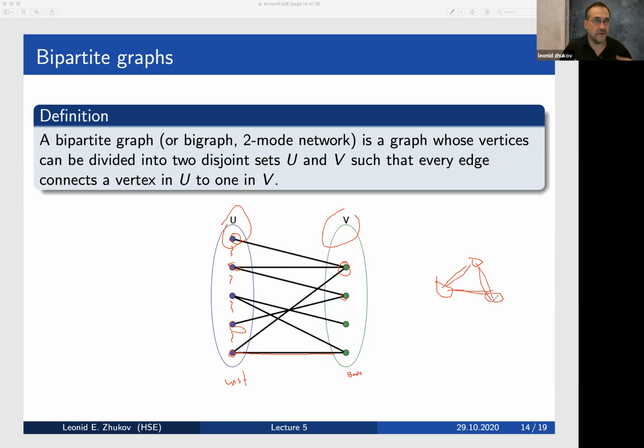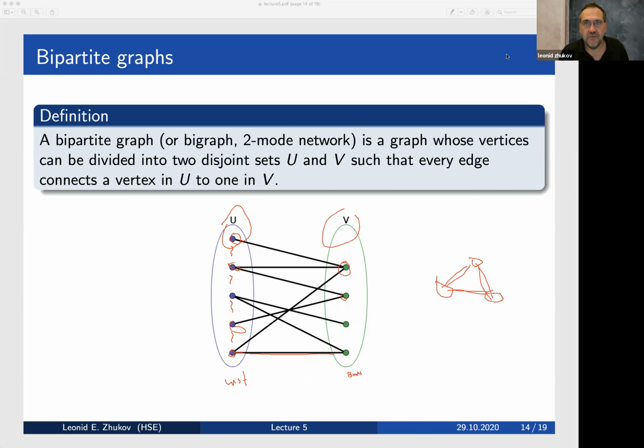So you can think about, I don't know, professors who are connected to papers, and students who are connected to papers and professors, right? So these are 3 different groups, and there is no connection within each group, but there is cross connection.